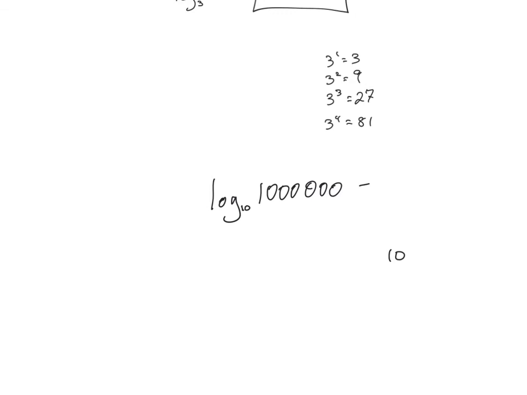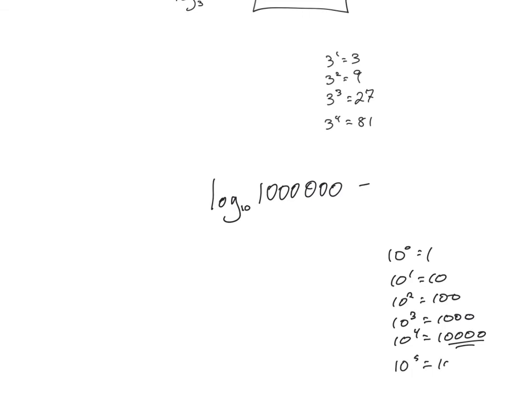Well, 10 to the 0 gives me 1. 10 to the 1 gives me 10. 10 squared gives me 100. 10 to the 3 gives me 1,000. 10 to the 4, it's basically the number of zeros is the answer. 4, 5, and 10 to the 6. So this is just equal to 6. All right, here's another challenge.